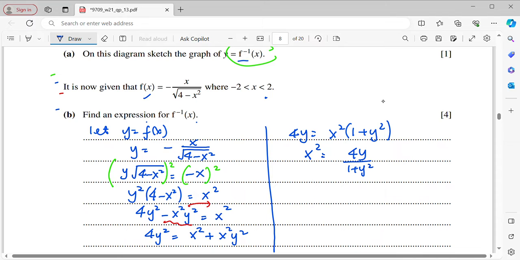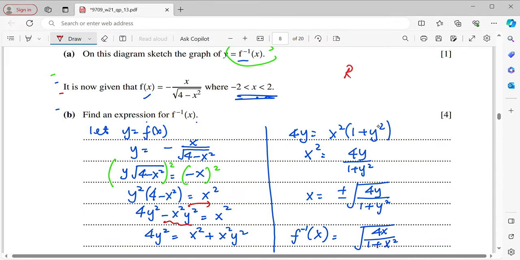Hence now your x will be plus minus square root of 4y squared over 1 plus y squared. Then I will change the x into f inverse, and the y will be changed to x. Now to decide whether it's plus or minus sign, we have to check the domain, since we know that the range of f inverse equals the domain of f. In order to get this domain, I have to put a negative value.